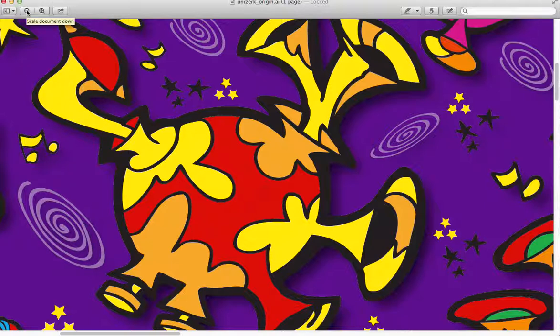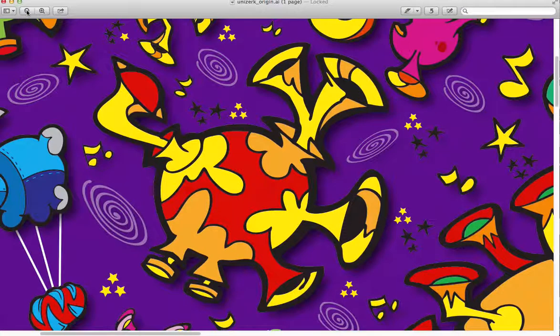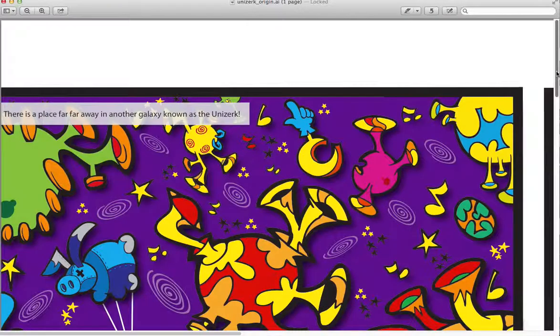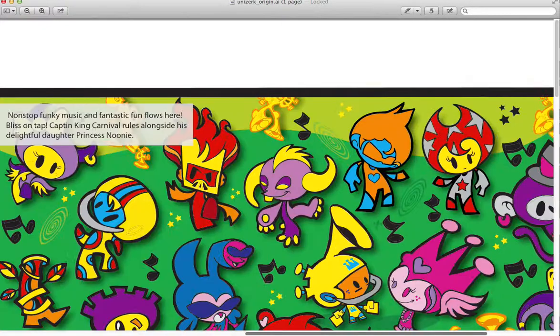So we'll start the scene where we're actually zooming out, and you'll get a sense for the whole world, and there will be a voiceover narration where we'll say the line that Lionel has written: there's a place far away in another galaxy known as the Unizerk. And I think we'll either have Lionel or somebody do that voiceover.